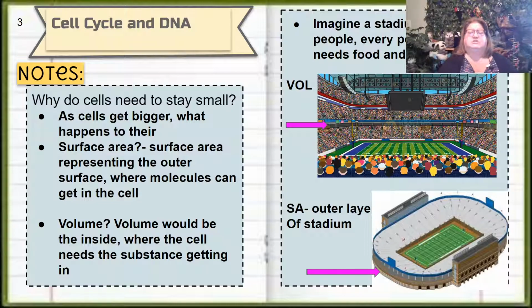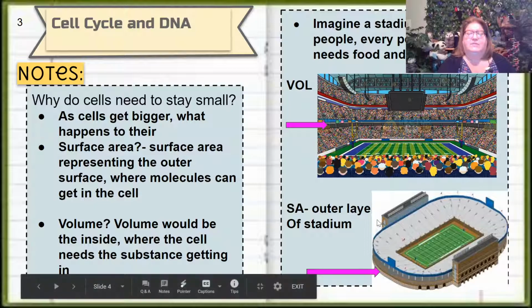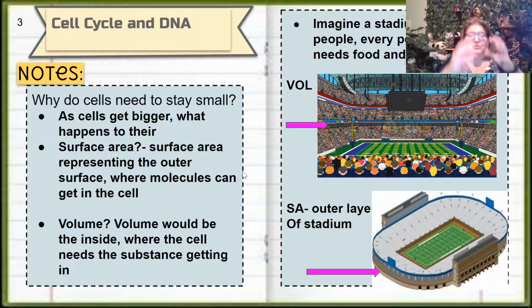And so much like a stadium, if you have a really big stadium, you've got to make sure you've got plenty of doors in the stadium walls to let people out. And so the bigger the stadium, the more problematic that is. If we had a really small room, it doesn't make that much difference. So the smaller a cell is, the more efficient it is. So now we know why cells divide. They can't get too big; it becomes more of a problem.